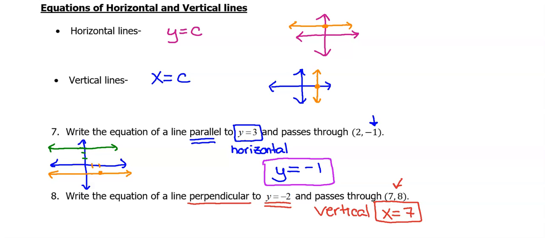Otherwise, like we've done before, draw maybe a sketch if you need. Y equals -2 would be down here as a horizontal line. To be perpendicular, you would need to be the vertical line, and it has to go through (7, 8), which is 1, 2, 3, 4, 5, 6, 7, and 1, 2, 3, 4, 5, 6, 7, 8, way up here. It's going to go down this way. See how it hits the x-axis at 7.